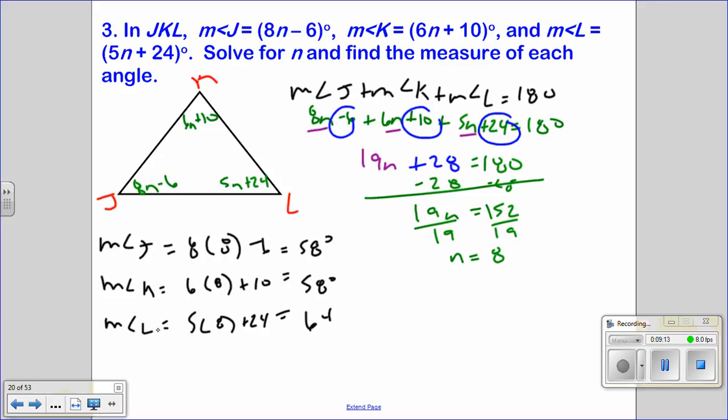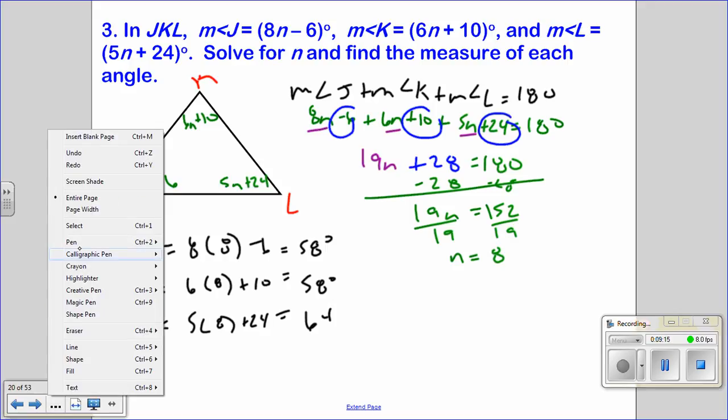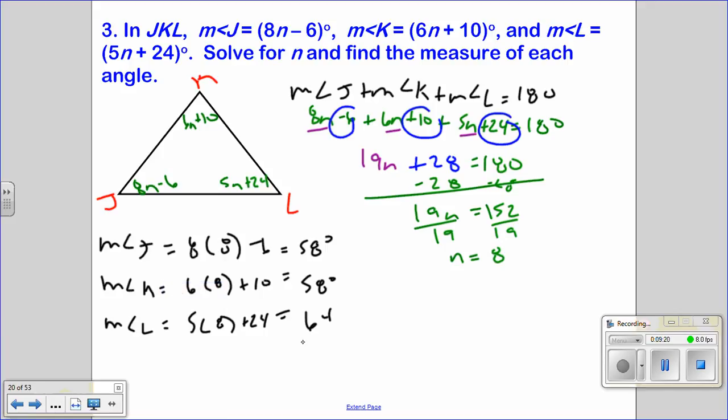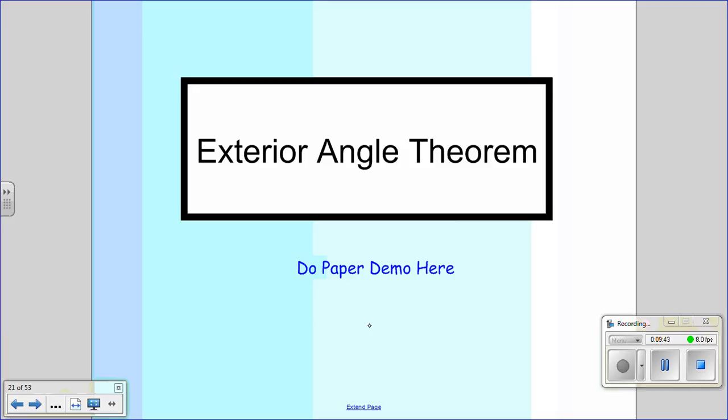And then you can double check your math right here to make sure that we did it right and that all these angles add up to 180. So let's see. 8 and 8, 16 plus 4, that's a 0. Carry your 2. 5 and 5 is 10. 6 and 2 is 8. So yes, we did everything correct. So that was just a little more practice on the triangle sum theorem. Now we're going to talk about the exterior angle theorem.